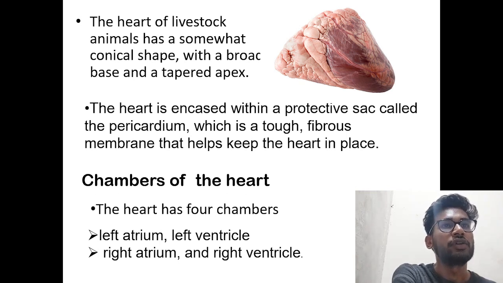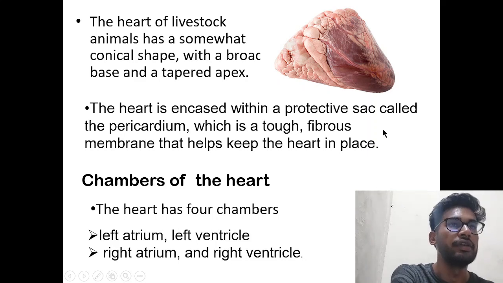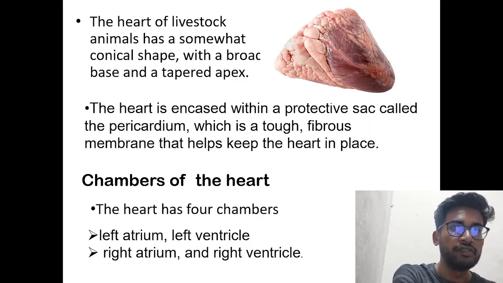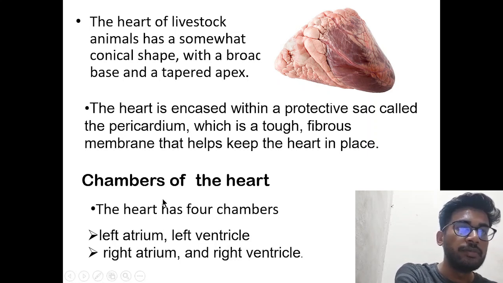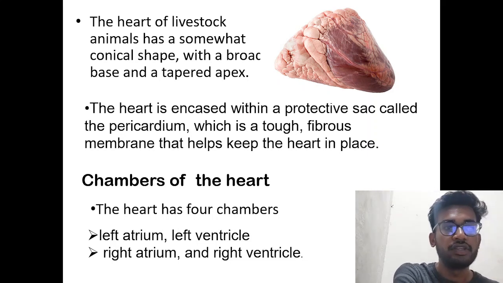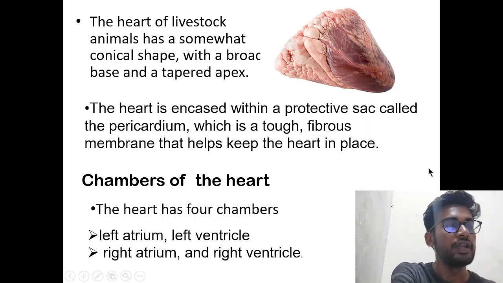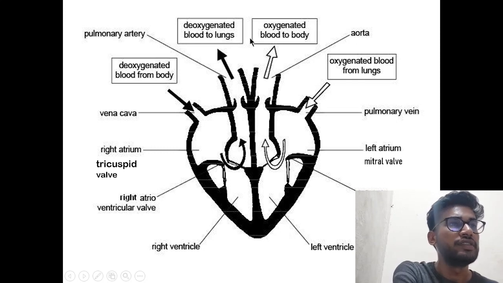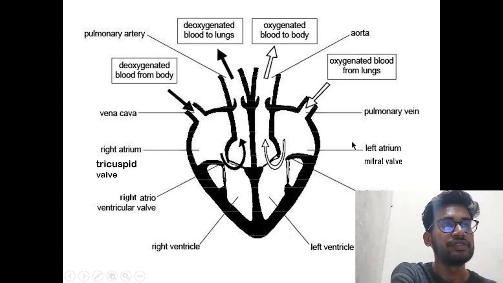The heart of livestock animals has a somewhat conical shape with a broad base and a tapered end. We can see the broad base and tapered end over here. The heart is encased in a protective sac called the pericardium, a tough and fibrous membrane that helps keep the heart in place. The heart has four chambers: left atrium, right atrium, left ventricle and right ventricle. And this is the general internal structure of the heart.